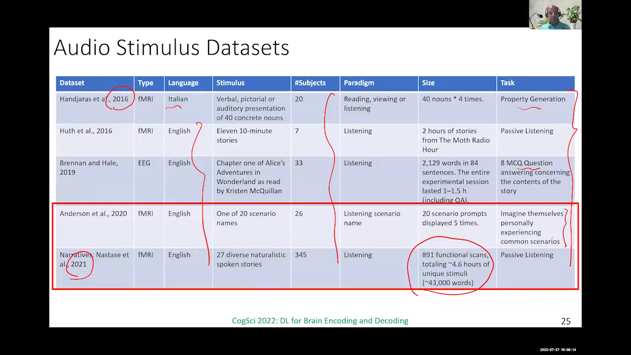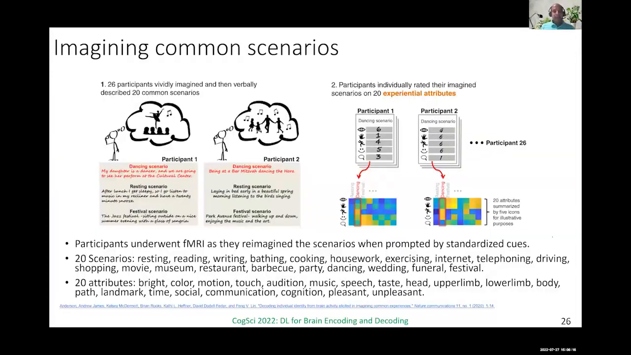So this one is about imagining common scenarios. So the participants were told that, hey, imagine a dancing scenario, and then when they were talking about their dancing scenario, the fMRIs were recorded.